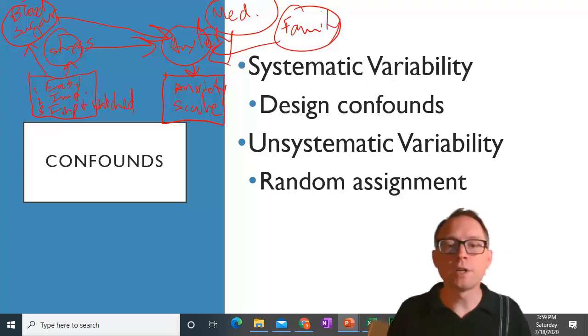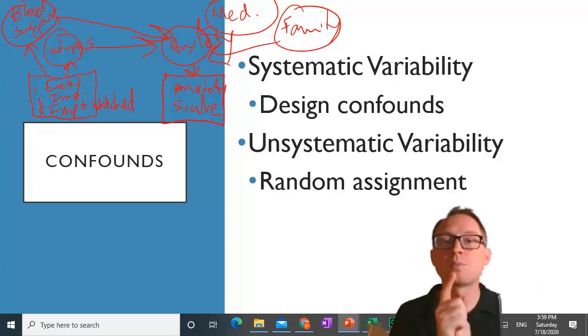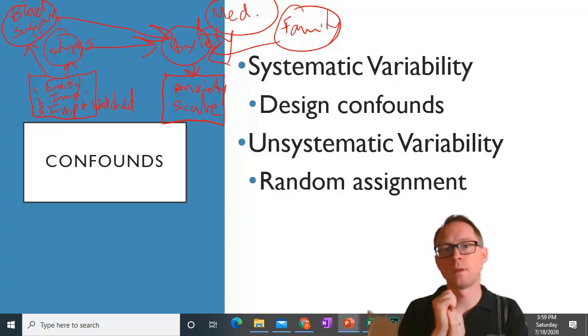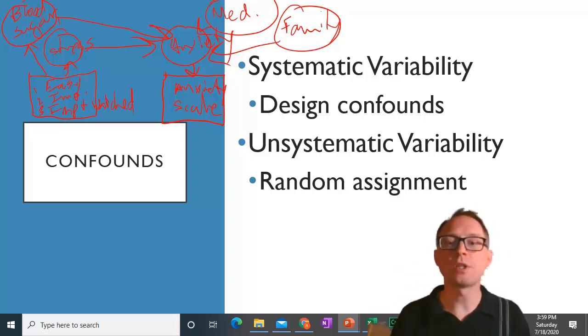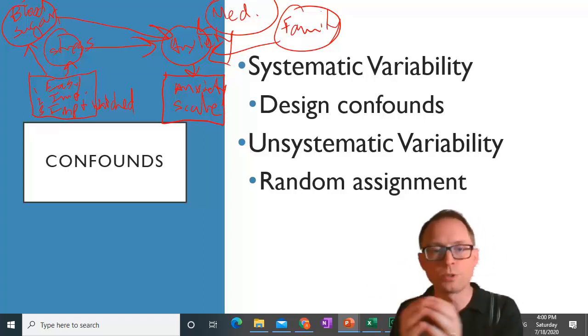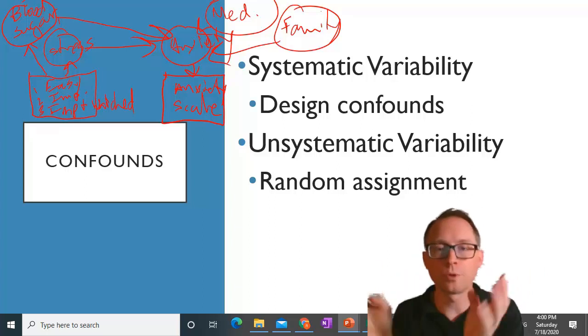Now, the way we take care of unsystematic variability, okay, so I'm back up. Random assignment is specifically used in what kind of design? Random assignment is specifically used in independent groups design, not a within groups design, right? Because you're assigning to the different groups. You're assigning people to the easy group or the impossible group, etc.